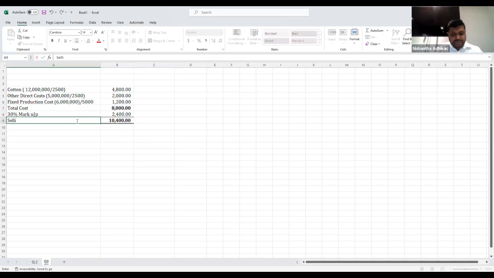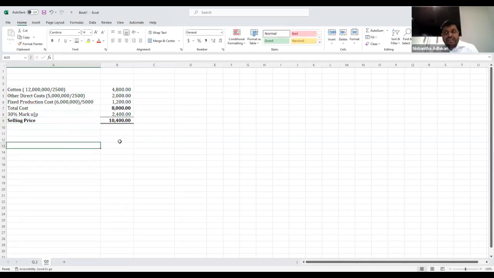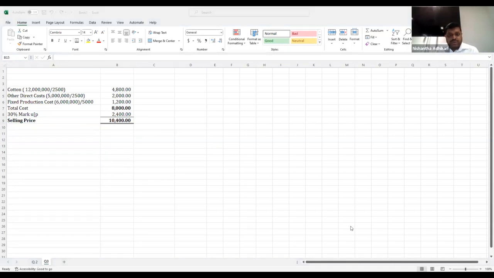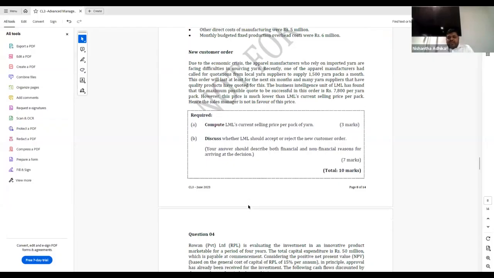Selling price. The selling price will be 10,400. That you have to calculate. That is part one. Okay. Part two, what they asked to do. That first part we have done.